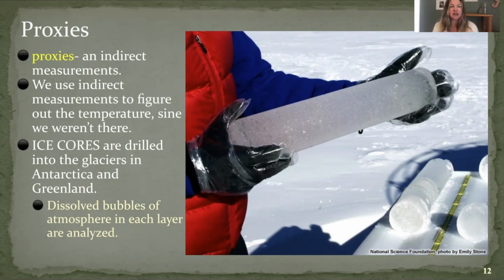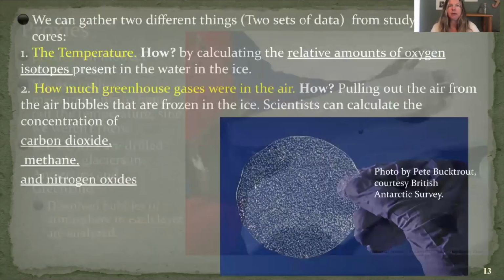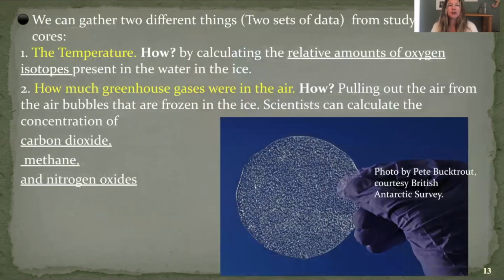You can see the dissolved bubbles of atmosphere in each layer are analyzed. So moving on, we can gather two sets of data from studying the core. So we gather the temperature. How do we gather the temperature from this ice core? By calculating the relative amounts of oxygen isotopes present in the water and ice.